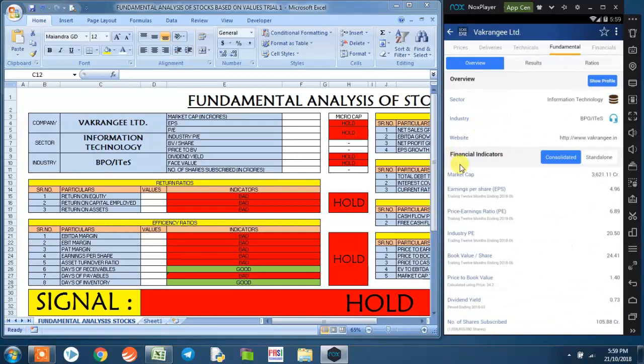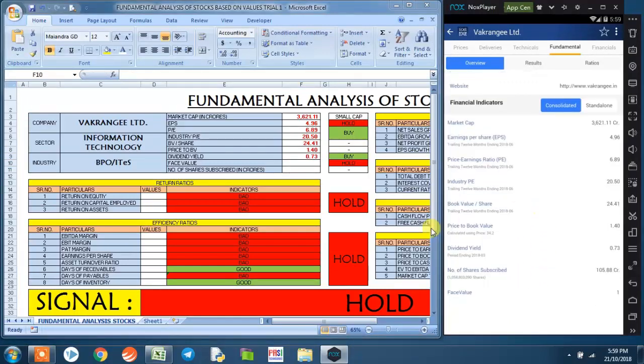Now coming on to the financial indicator, we'll be putting these financial values onto our Excel program. Market cap for VAKRANGEE is 3621.11 crores. Clearly it's a small cap company. Earning per share is 4.96. Price to earning ratio is 6.89. Industry PE is 20.50. Book value per share is 24.41, price to book value is 1.40, dividend yield is 0.73 and the face value is 1. Number of shares subscribed is 105.88 crores.